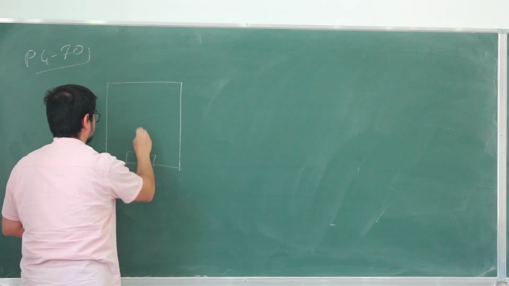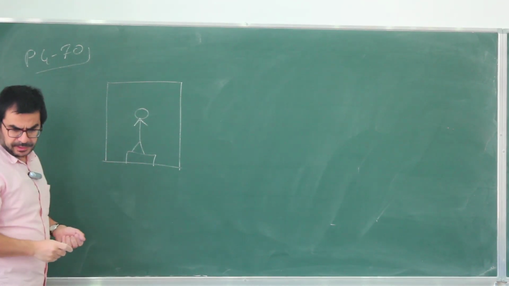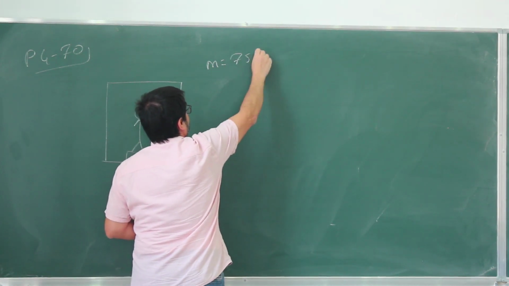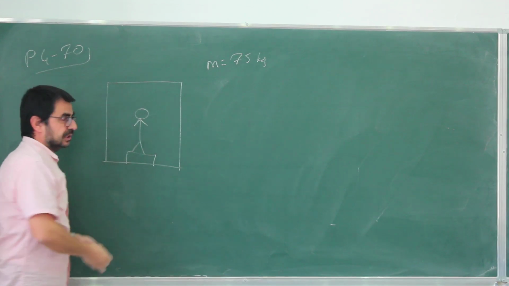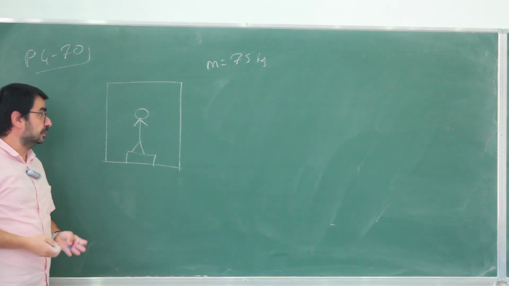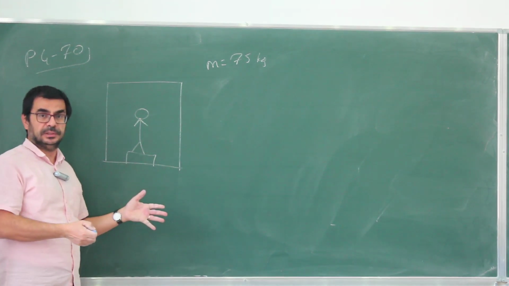Okay, so we have a scale, and we have a person standing on the scale, and this person's mass is 75 kilograms, and this person is just standing on the scale. What will the scale read? Now, what does the scale read in general? The scale actually reads the normal force that it applies on the person or the item standing on it.